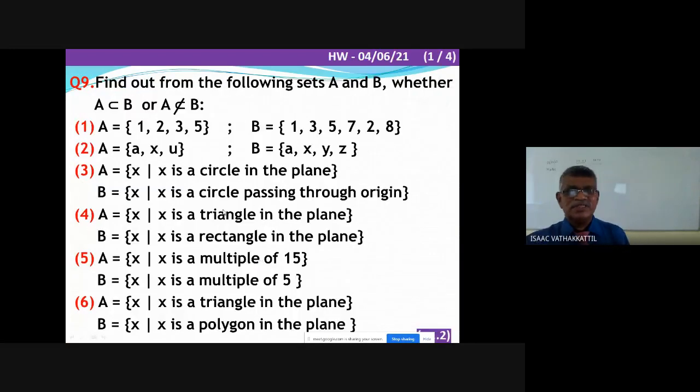Well, I am going to present some questions. What you have to do is not only doing these problems, you have to sit and write whatever notes I have shared. Then only it is complete. Nothing to worry. Find out from the following sets A and B whether A is a subset of B or A is not a subset of B. Well, let me share a few more. I'll send the questions to you.